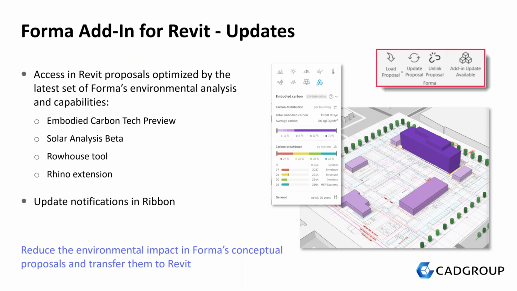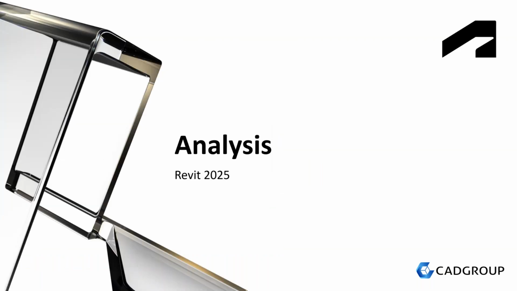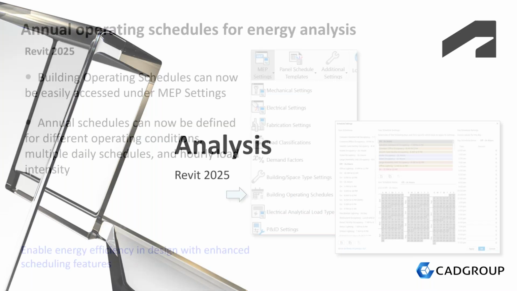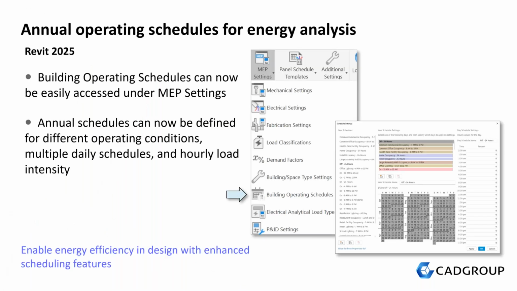So we'll now discuss analysis in Revit 2025. So annual operating schedule for energy analysis. Revit will now allow the user to define different operating conditions and times for more accurate energy analysis. You can now easily access building operating schedules under MEP settings. So the bottom line is enable energy efficiency and define operating schedules and conditions more easily.